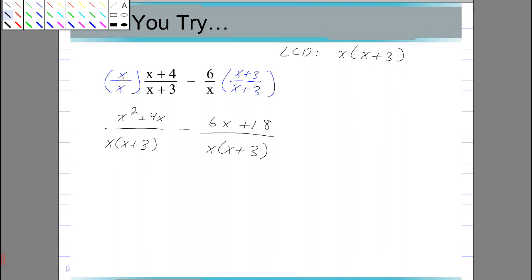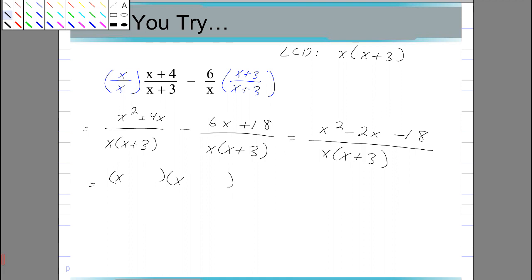Now we have the same denominator, so I'll go ahead and subtract to get x squared minus 2x minus 18 over x times x plus 3. Now my numerator factors. So we have an x and x. See, to get 18, we have 1 and 18, 2 and 9, that won't work, 3 and 6, 4, 5.